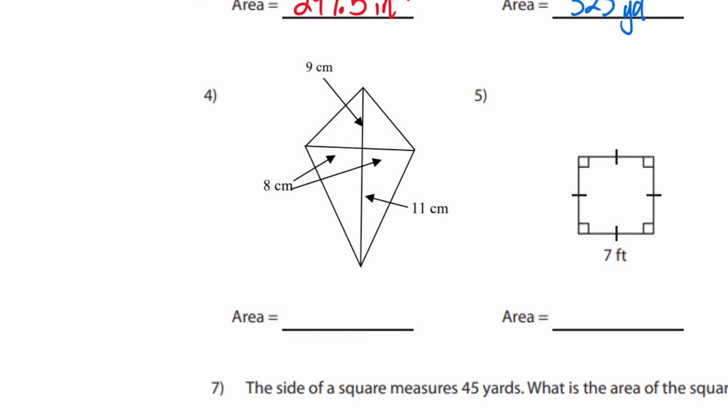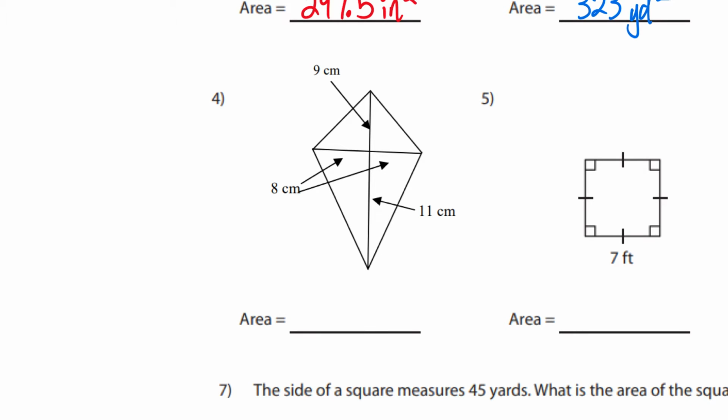Okay, number 4, what is this? It uses the same formula that a rhombus uses, but that's not a rhombus. It's a kite. So how do you find the area of a kite? Okay, good. So diagonal 1 times diagonal 2 divided by 2. All right, on this we've got to pay attention.